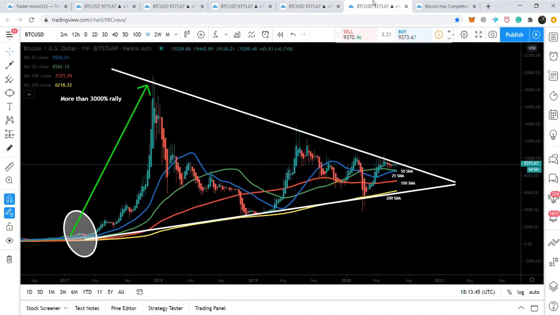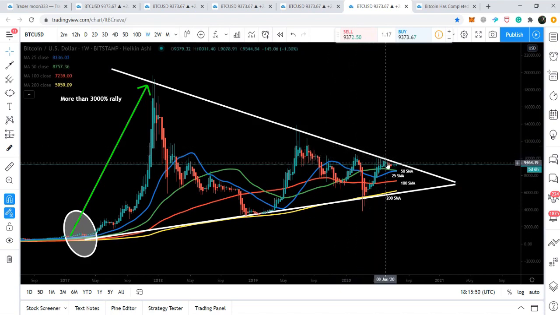Now I would like to draw your attention to this chart that I'm sharing with you guys in almost every video, and that is this very big symmetrical triangle that the price action has formed on this weekly chart. This is a multi-year symmetrical triangle, very big. And here we have a strong rejection line. The price action was rejected here back in 2017, and it was again rejected here back in July 2019, and here it is rejected again.